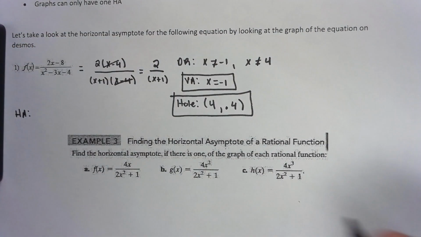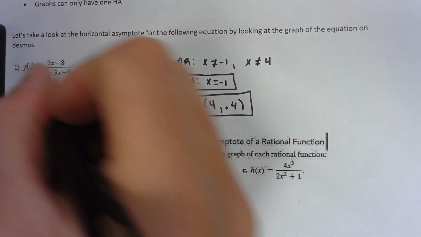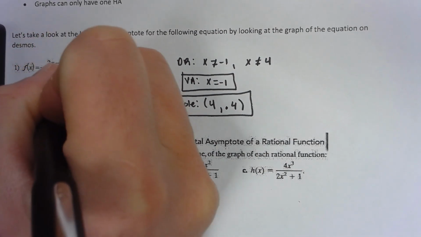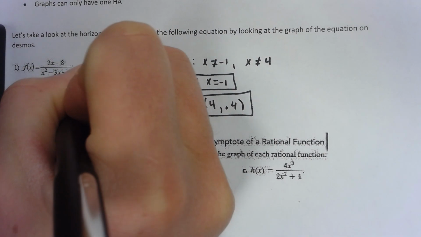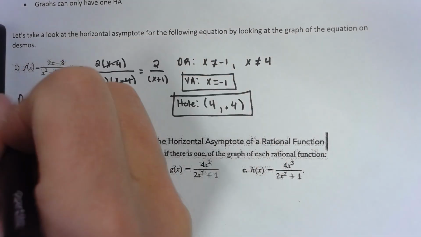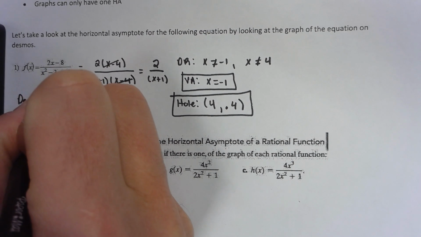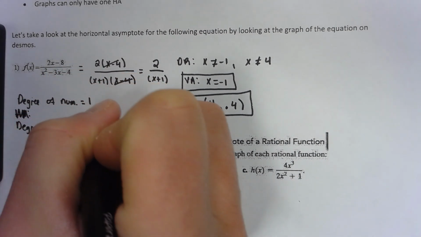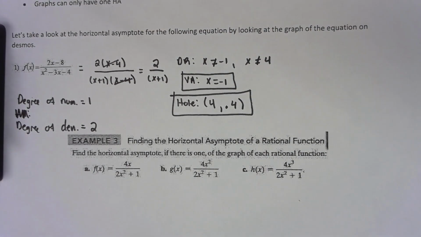The degree of the numerator, I'll get to this in a sec. So degree of numerator is 1. Degree of denominator is 2. Okay, so what I think about here is what happens as x gets really big. What is going to happen with these fractions?